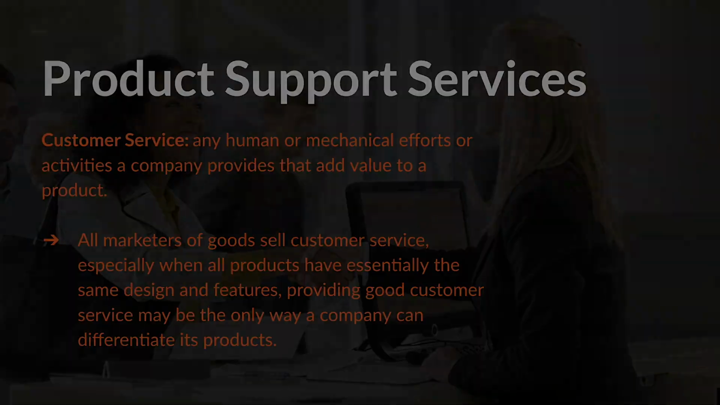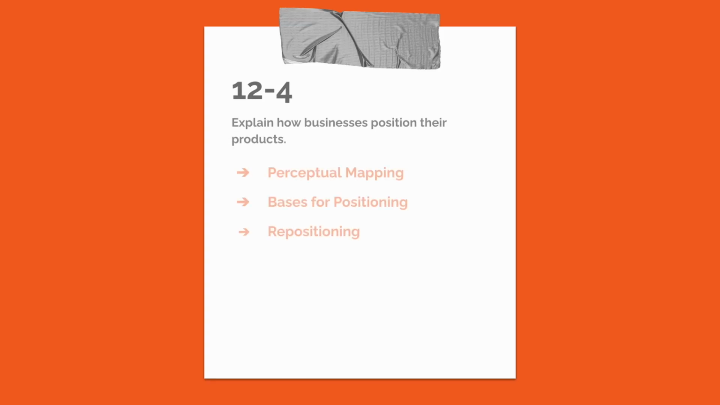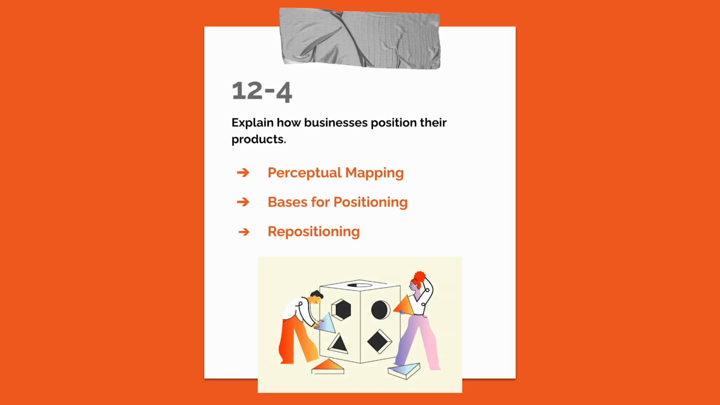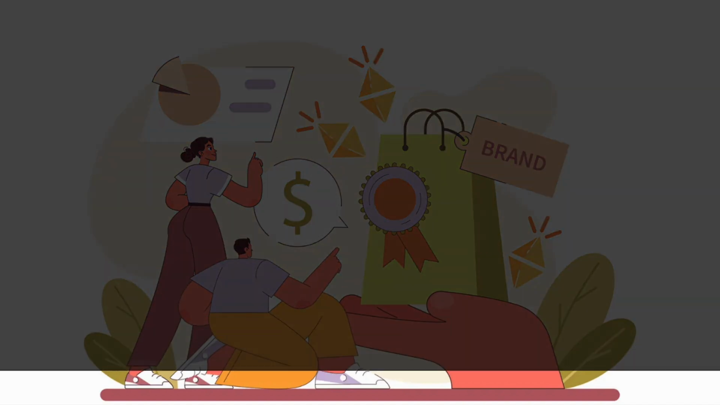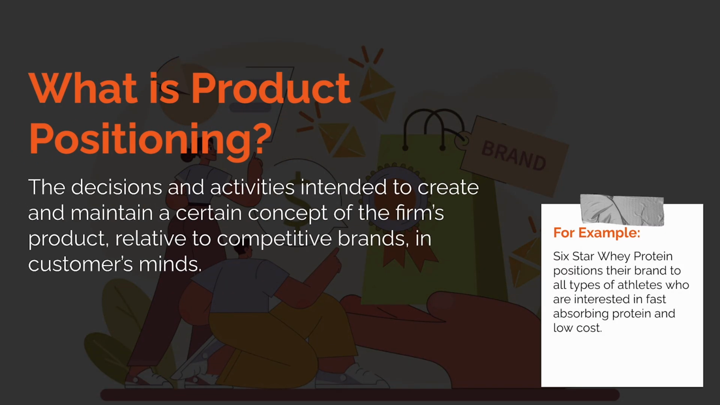In this section, we will explore how businesses position their products and the 3 main ways marketers strategically strengthen and maintain the customer's concept of the product. These 3 ways are perceptual mapping, basis for positioning, and repositioning. To start, what is product positioning? Product positioning are the decisions and activities intended to create and maintain a certain concept of the firm's product relative to competitive brands in customers' minds.